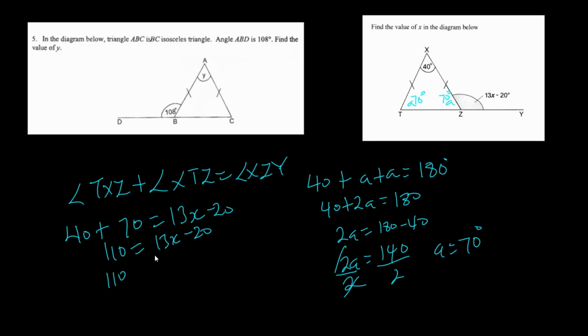So 110, I'm going to move the negative 20 to where we have the 110. 110 plus 20 is equal to 13x. 110 plus 20 is 130, which is equal to 13x. So I'm going to divide both sides by 13, and then I'm going to have x equal to 10 degrees. Therefore, the value of x in the diagram is equal to 10 degrees.